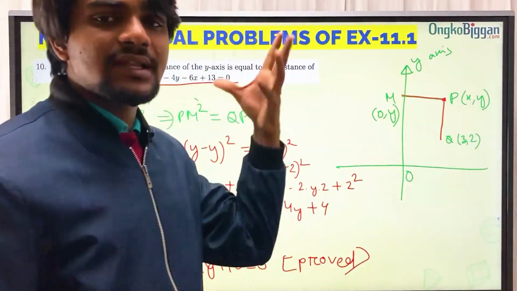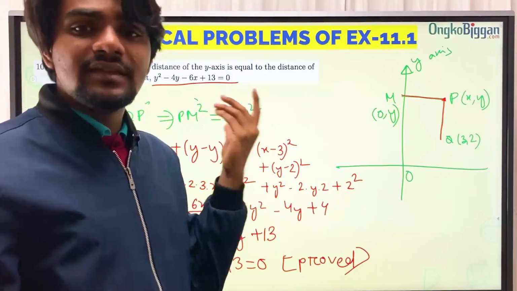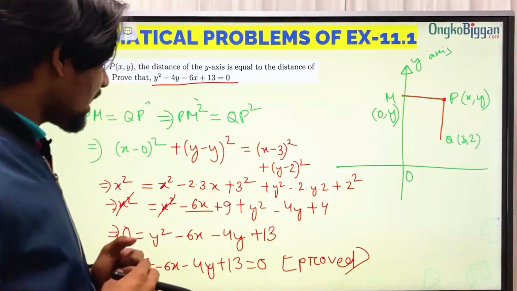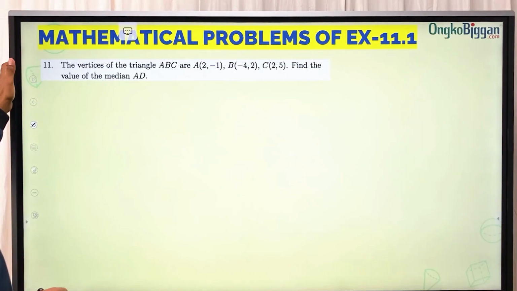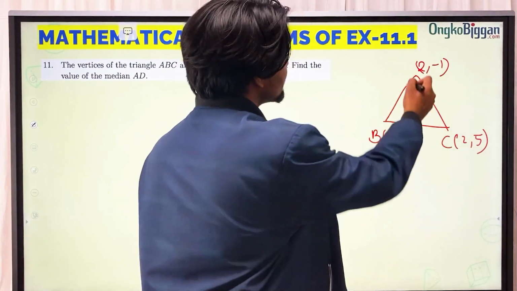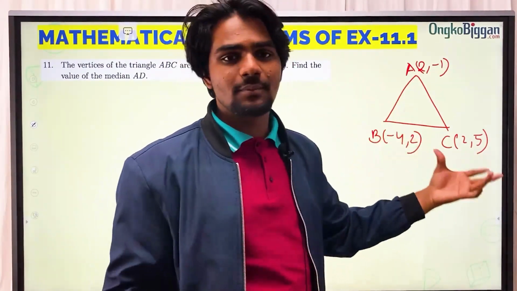And if you can actually understand this part of the question, you can easily solve this problem using the distance method. Okay, so this is how this math is done, and we move on to the last math of exercise 11.1. We have a triangle, that is triangle ABC. This is the point A, this is the point B, and this is the point C.